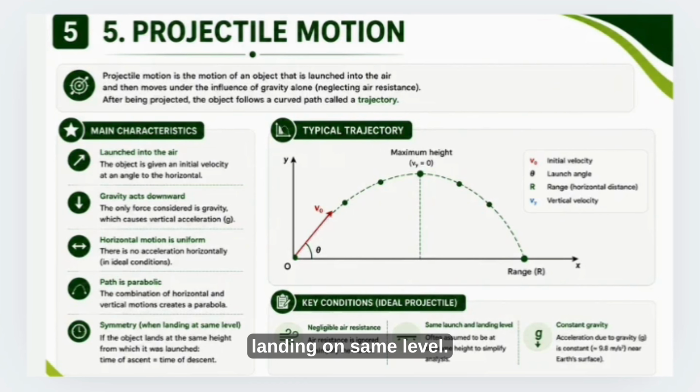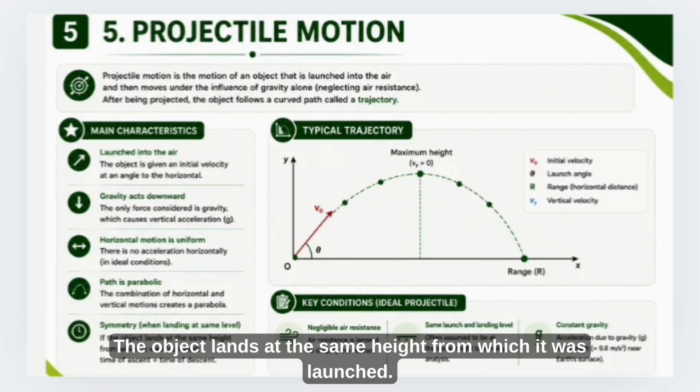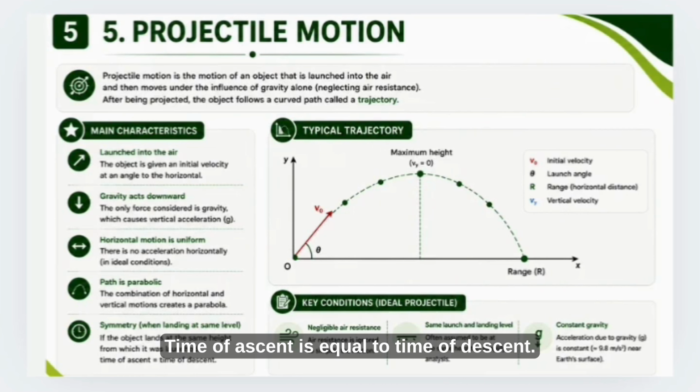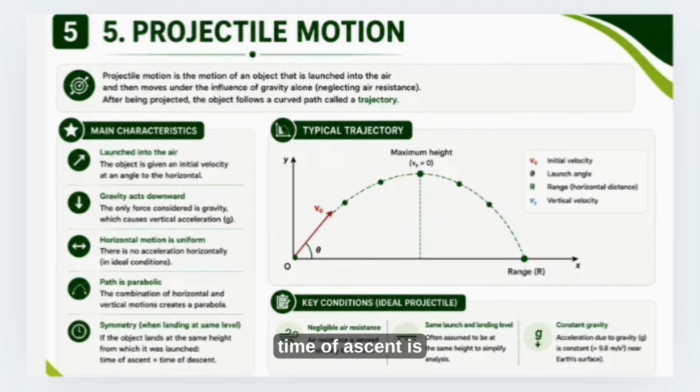Symmetry when landing at sea level. If the object lands at the same height from which it was launched, time of ascent is equal to time of descent. So it means if an object is launched at the same height, time of ascent is equal to time of descent. There's a typical trajectory graph beside and some explanations too.